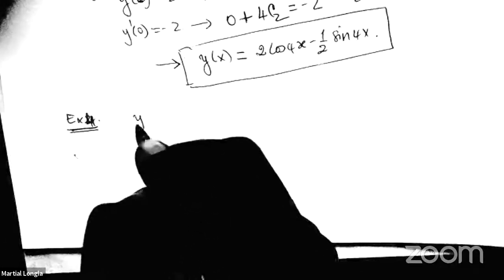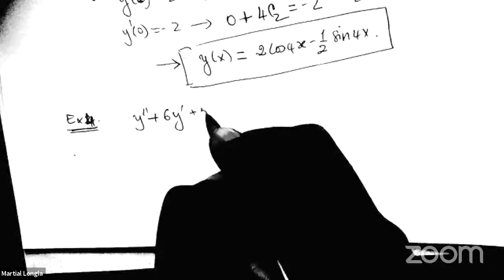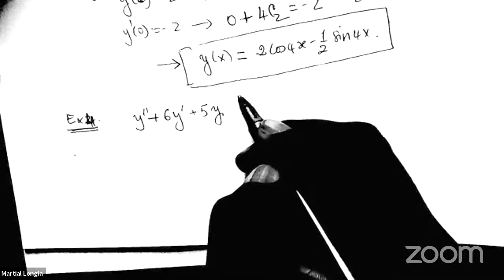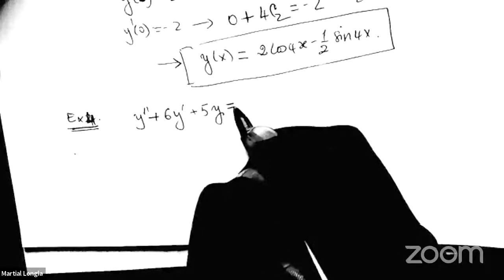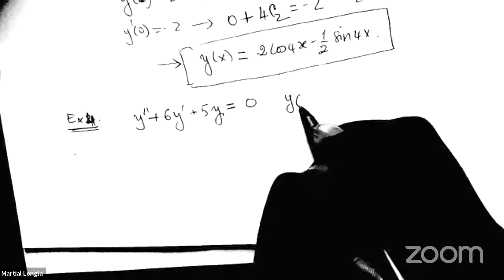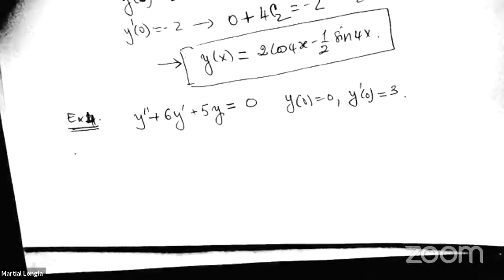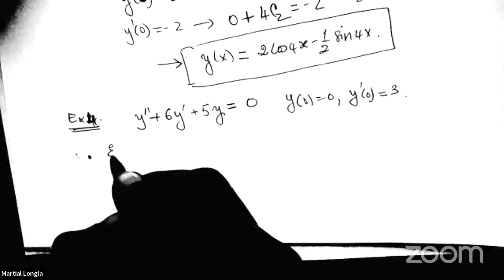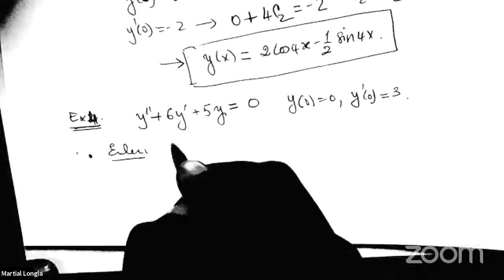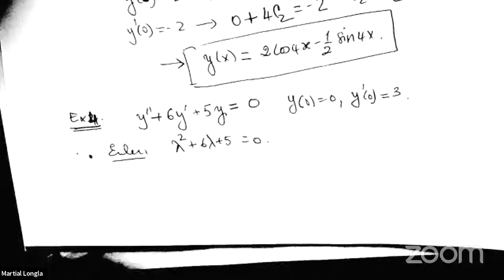So let's say y double prime plus 6y prime plus 5y equals 0. Y of 0 is 0. Y prime of 0 is 3. So first thing, the Euler equation. It's going to be lambda squared plus 6 lambda plus 5 equals 0.